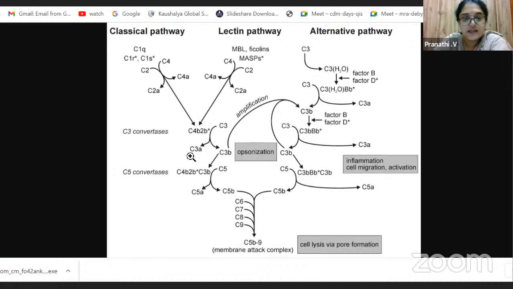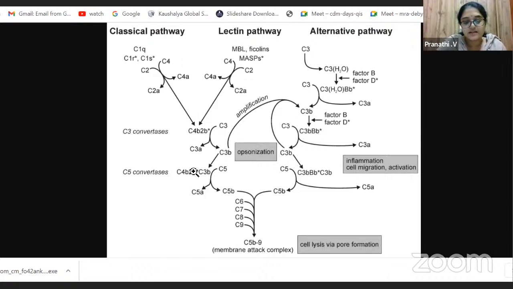The smaller fragment, C2b, just diffuses away. Now a complex is formed, which is C4b2a. The formation of the C4b2a is called the classical pathway. Over here it is given as C4b2b, but it is actually C4b2a that is being formed. And this is done by the C3 convertase enzyme.